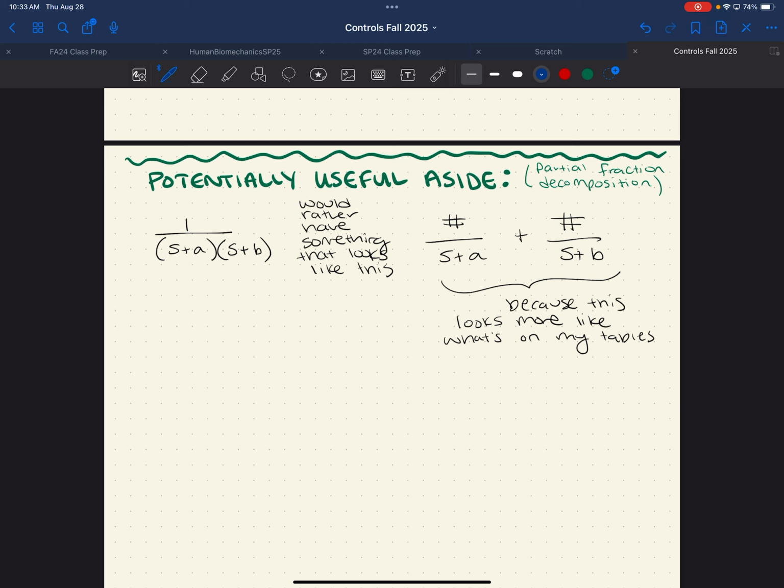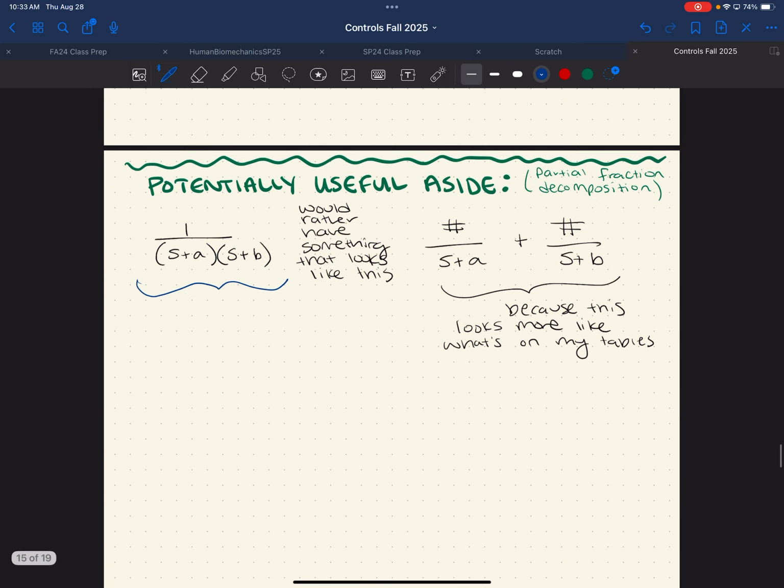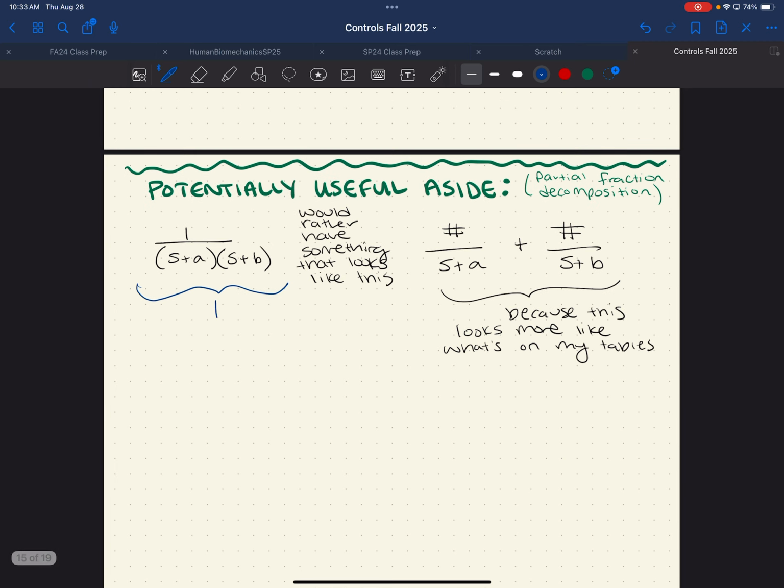Let's say I have something that looks like this, where I have 1 over s plus a times s plus b. Okay, so we maybe factored the denominator a little bit. In order to look more like the tables of inverse Laplace transforms that I have, or Laplace transforms, I would rather have a sum of fractions where there's only one term on the bottom instead of 2 terms being multiplied. Okay, so I'd rather I be able to take something that looks like this and turn it into something that looks like this, because these things are on my table.